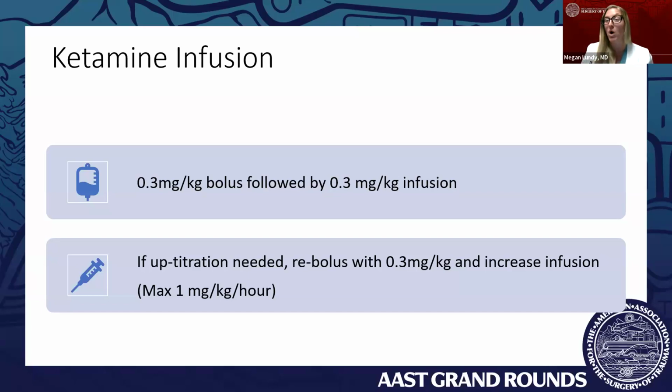And then I go up by 0.1 on the drip. So rebolus with 0.3 and then go up by 0.1. The max dose is 1 mg per kg per hour. And I'll tell you, most people aren't hitting that and staying alert, or they're starting to get some of that dissociative side effect and things of that nature.